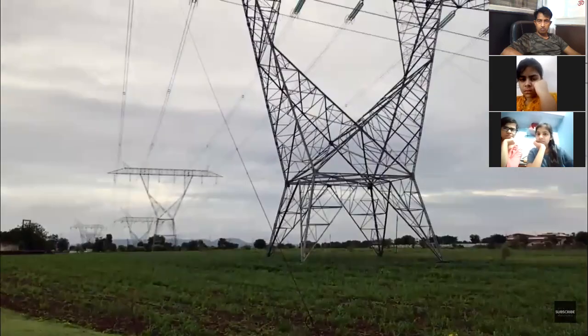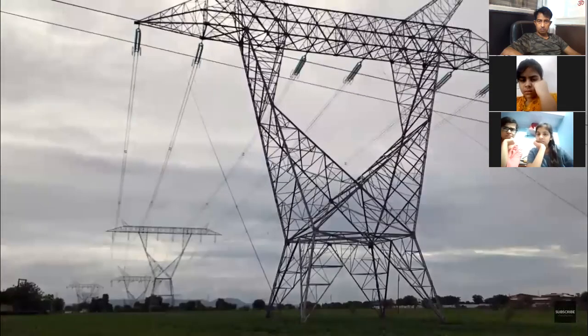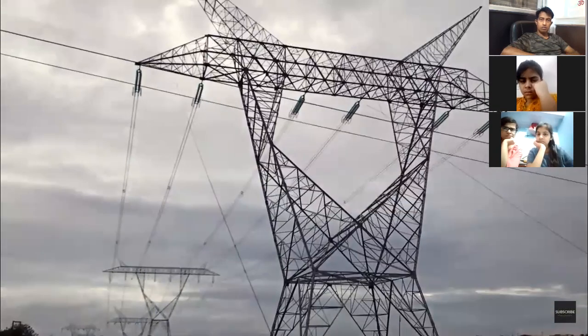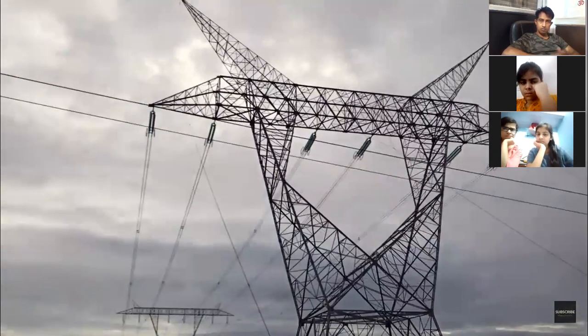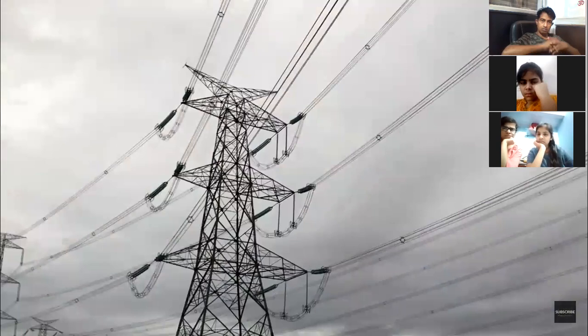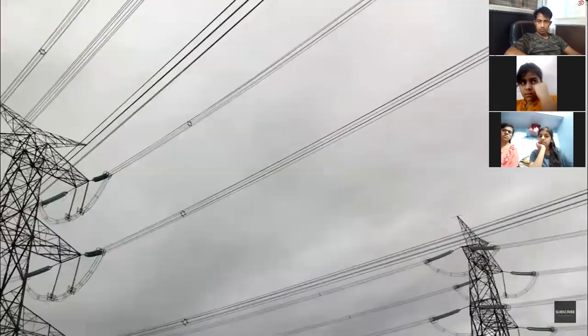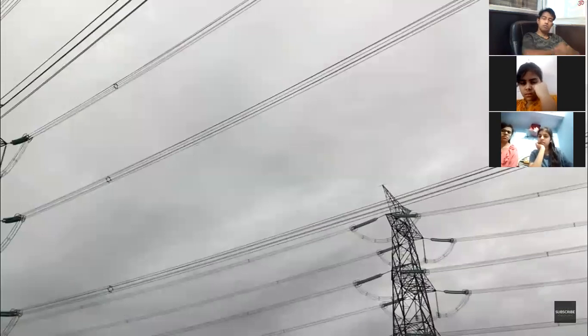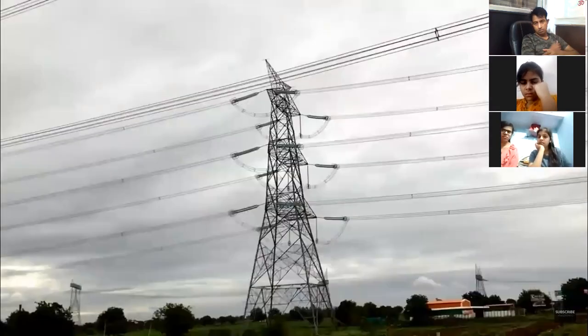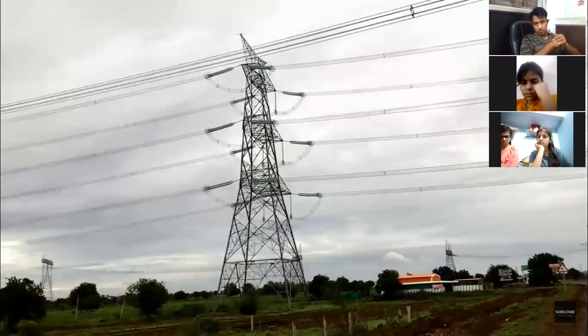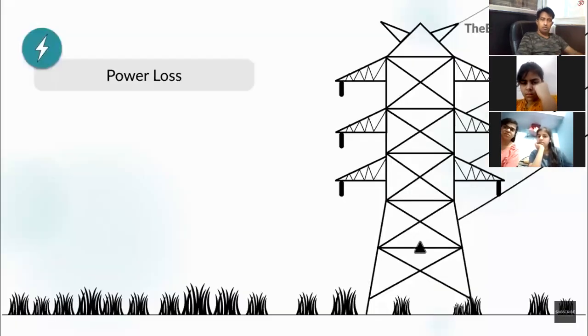So let's say if the line length is 100 km, and even if we consider a power loss of 0.5 kilowatt per kilometer, for our reference and calculation purpose, over the entire length we will lose approximately 50 kilowatt of power. And if this loss is not controlled, power available at the receiving end will be lower than the sending end.